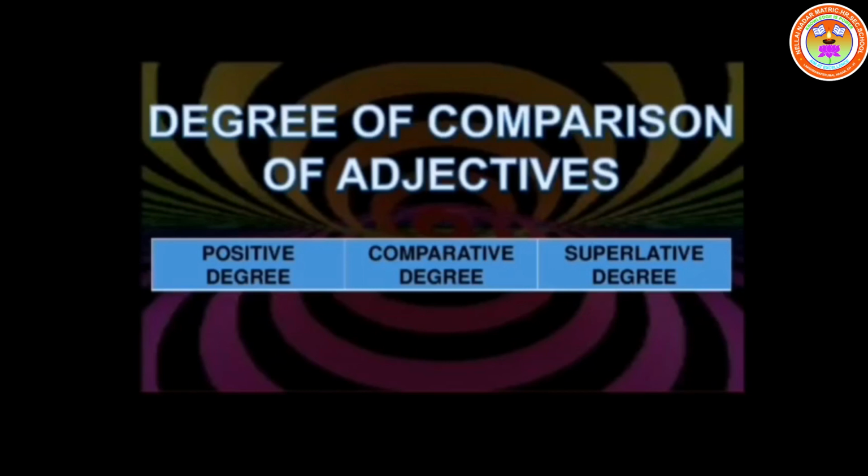In comparative degree, it is compared between 2 persons or objects. The comparative degree is used when 2 things are compared. It is formed usually by adding er to the adjective or adverb.